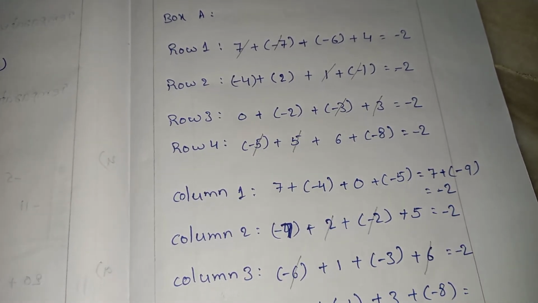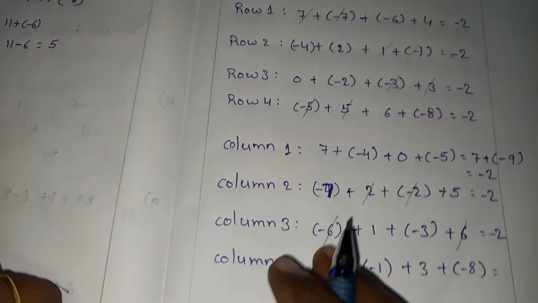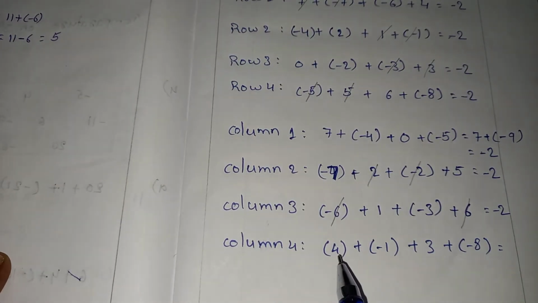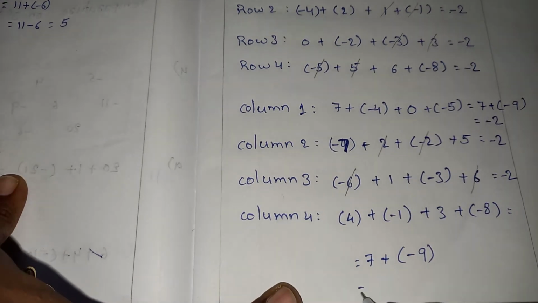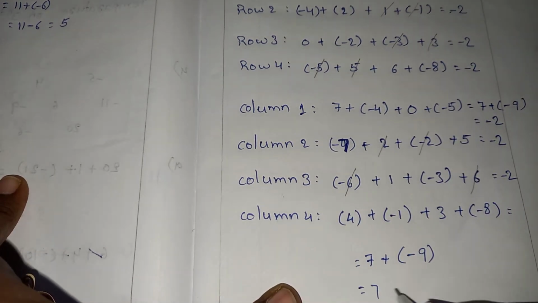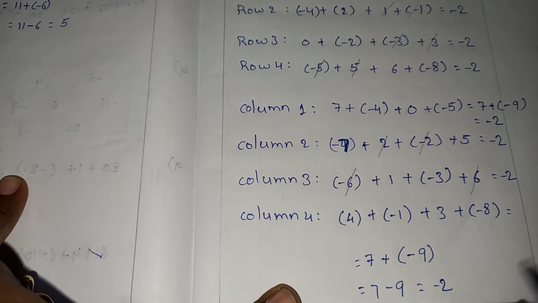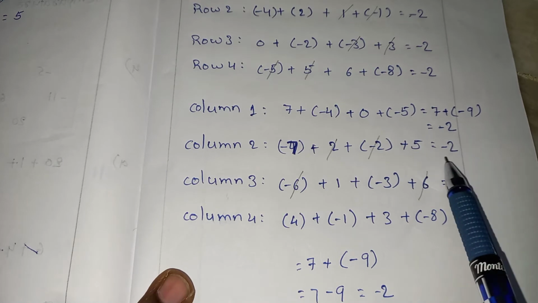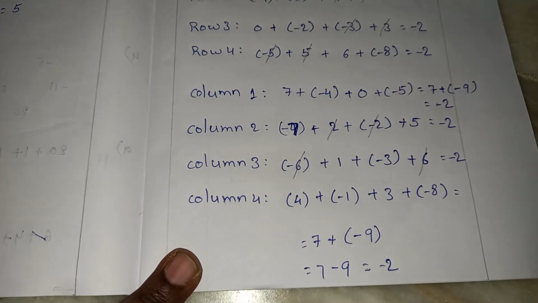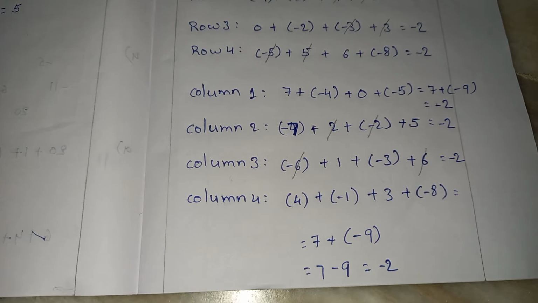Here in the fourth column, let us add positive numbers and negative numbers. 4 plus 3, 7, and minus 1 minus 8, minus 9. 7 plus minus 9, the result is minus 2. So all the columns also have the same result: minus 2, minus 2, minus 2, minus 2. At last what we have to check? Diagonals.